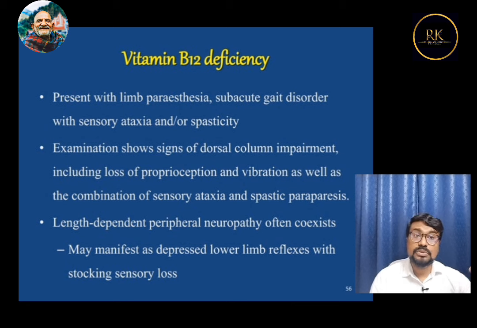Examination will show signs of dorsal column impairment, including loss of proprioception and vibration, as well as a combination of sensory ataxia and spastic paraparesis. A length-dependent peripheral neuropathy may coexist and may manifest as depressed lower limb reflexes with stocking sensory loss.